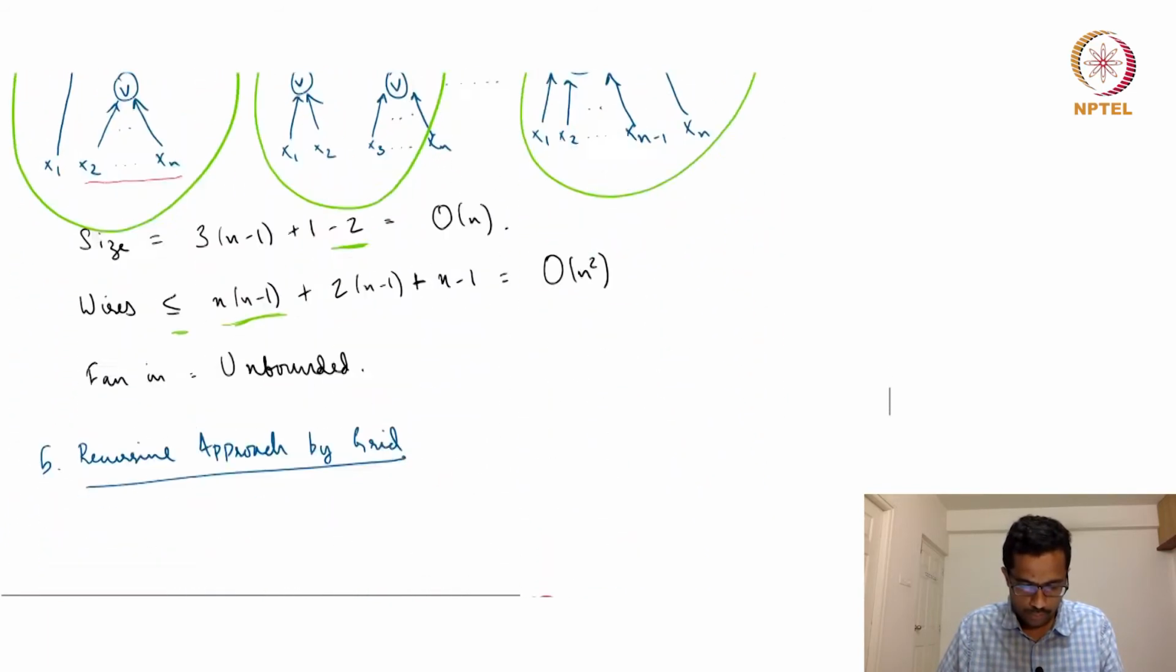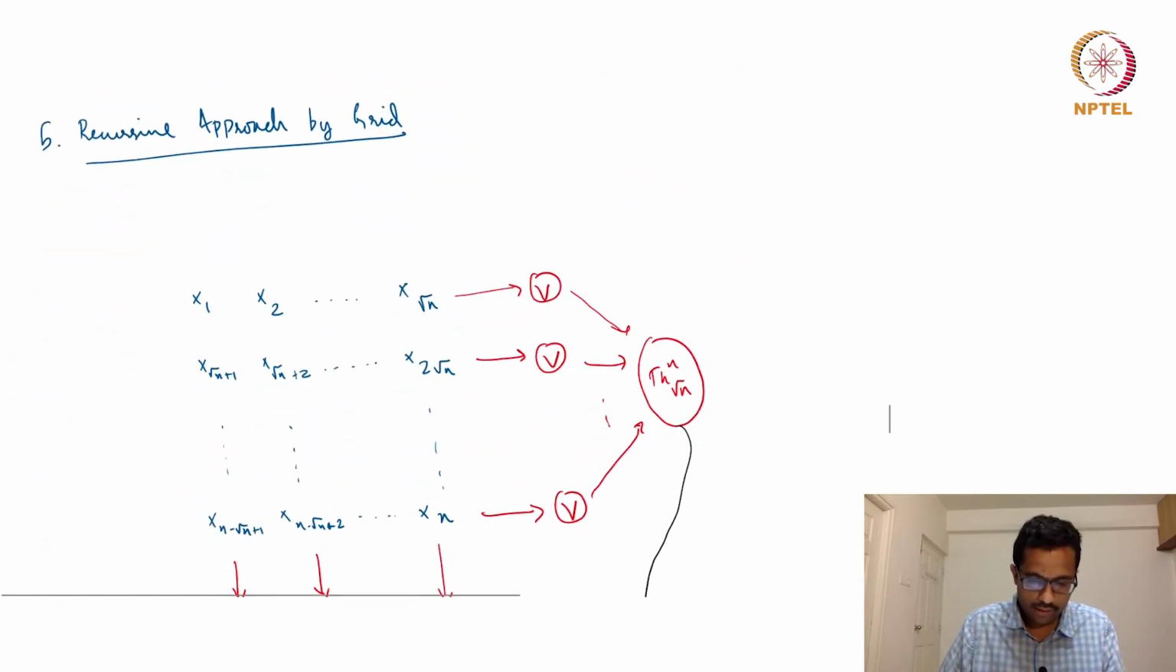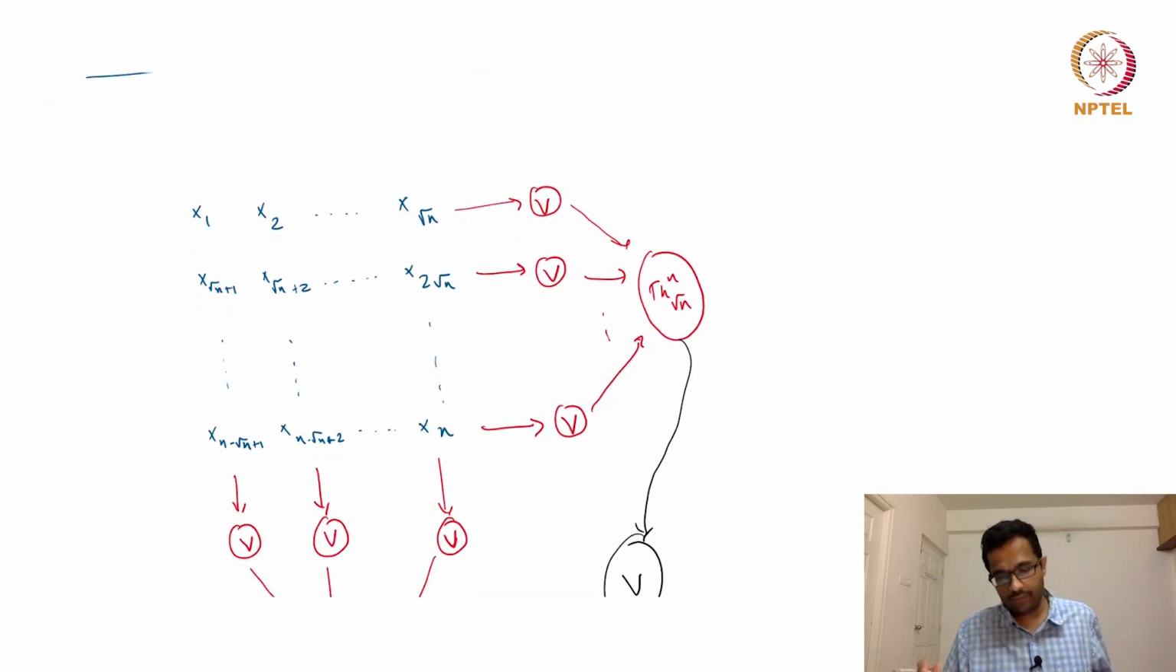Okay, moving on. The next one is a recursive grid-based approach. Again, this one needs us to assume that n is a perfect square to visualize it. If n is not a perfect square, we can always pad a bunch of inputs. You can go to the next square and then execute this. So suppose n is 500, which is not a perfect square, then you can go to 529, the next perfect square. So add a few extra bits which we control and make them false, because we need to see if there are two bits which are one in the first part itself.